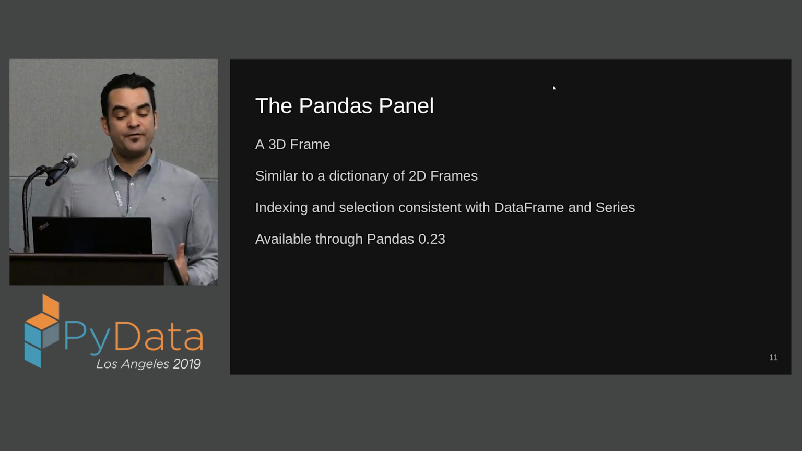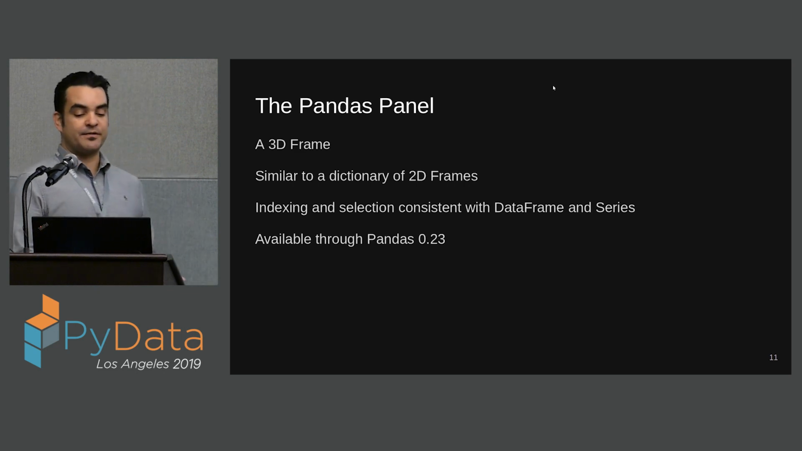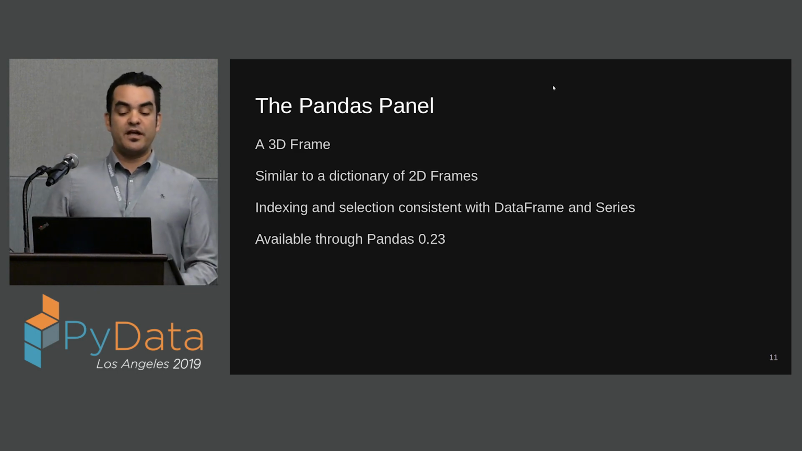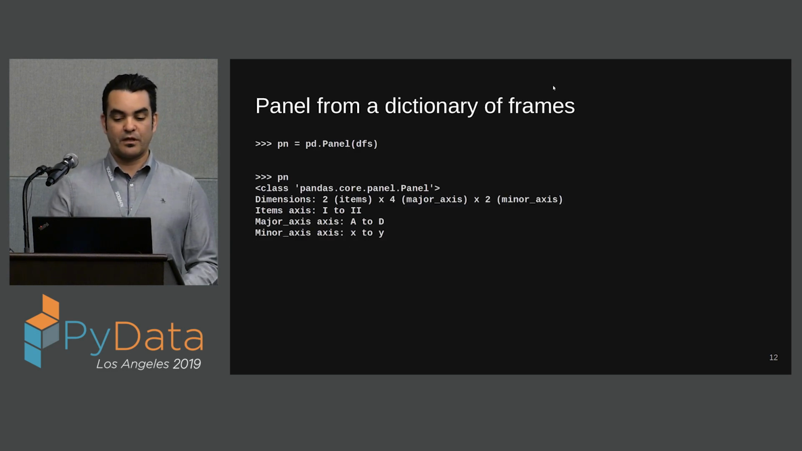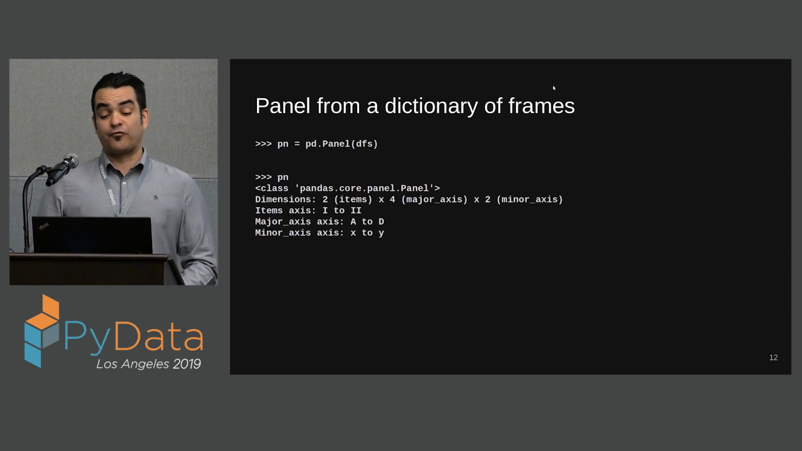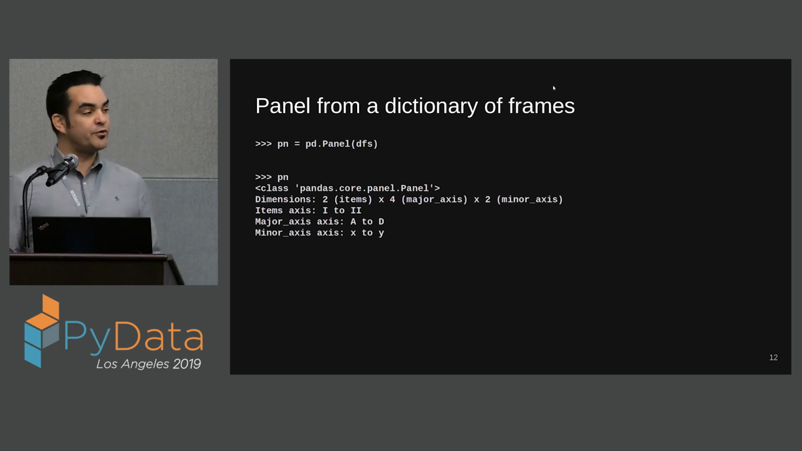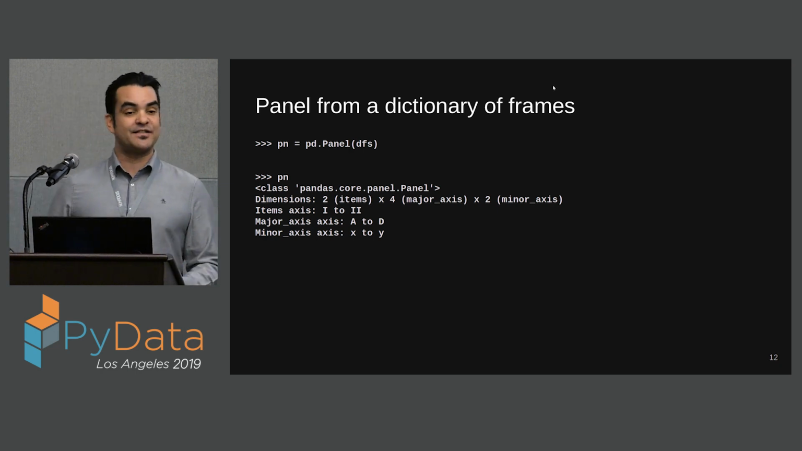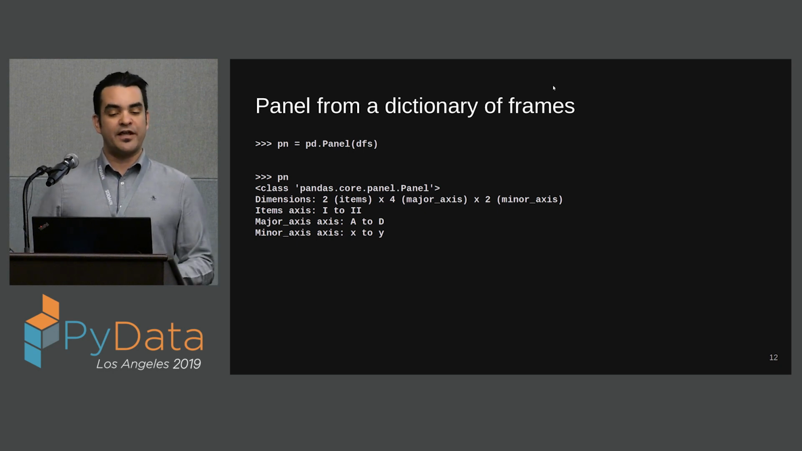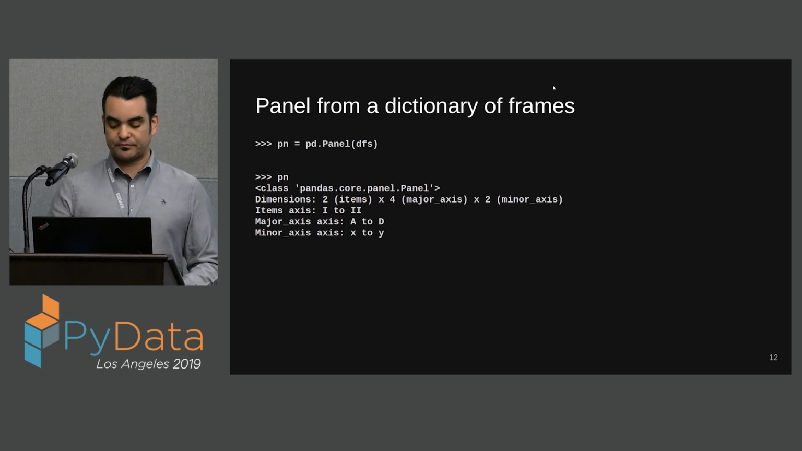So the pandas panel offered a nice way to deal with this. It's basically a 3D frame. It's similar to a dictionary of 2D frames with consistent indexing as we would find with a data frame or a series. And it was available through pandas 0.23. So we can actually create a panel from a dictionary of frames, and here that's what I'm doing. I'm giving my previous dictionary of 2 frames to the panel constructor, and now I have a panel. And we can see that the panel has labeled the outer axis, Roman numerals 1 and 2, as the items, the next axis, the major axis, as labels A through D, and the minor axis as labels X through Y.